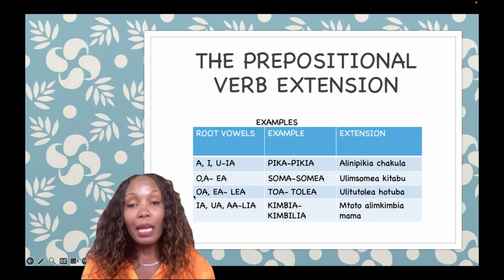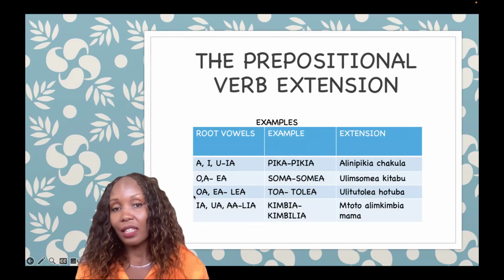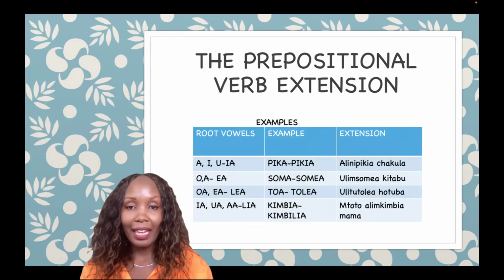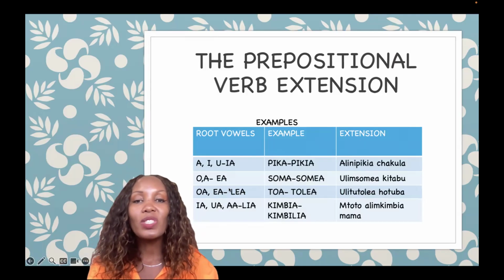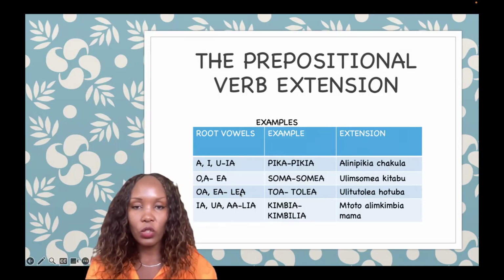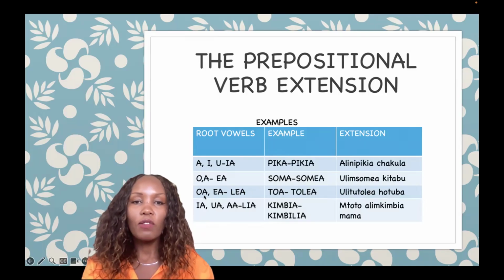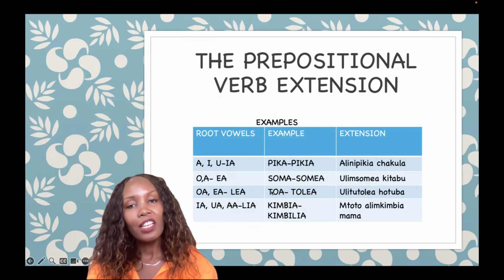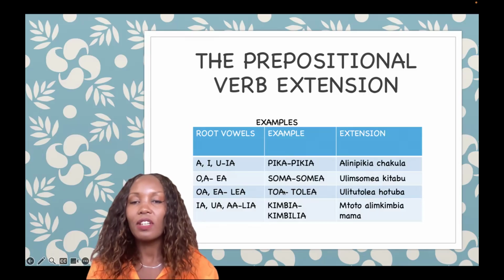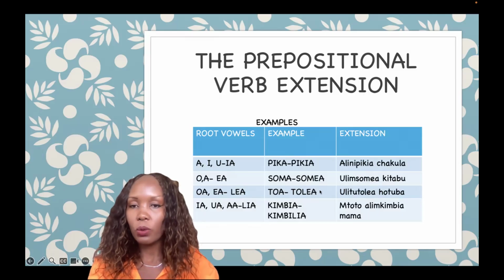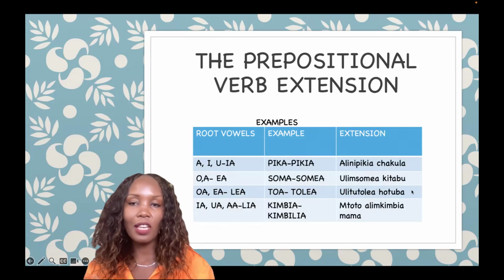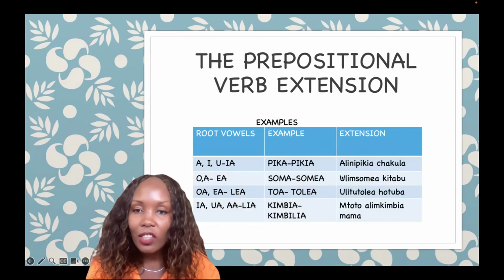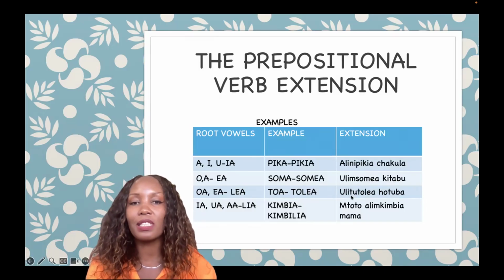Now, sometimes you have double vowels like oa or ea. What happens is interesting because now you will introduce the l into the equation. Here's an example. If you have oa or ea, then your ending will be lea. So toa, which is give, tolea will be give to. An example, ulitutolea hotuba, you gave us a speech. Here, the tu is our object infix.